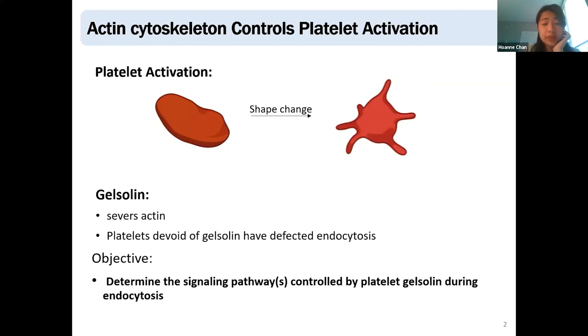So platelets are essential for blood clot formation. Their activation is controlled by the actin cytoskeleton, which is the structural backbone of platelets. The cytoskeleton allows them to undergo a shape change and uptake molecules through a process called endocytosis.